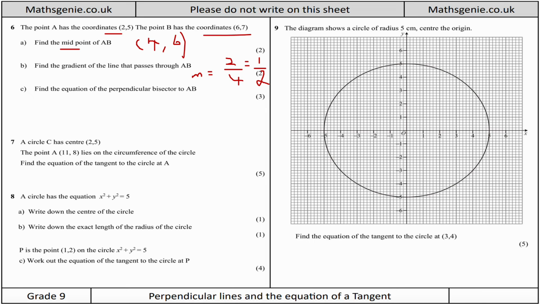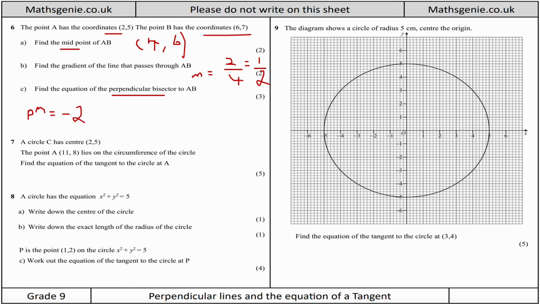Okay, so 7 take away 5 is 2, divided by 6 take away 2, which is 4. So the gradient is equal to a half. This is part C now, guys. Find the equation of the perpendicular bisector of AB. So it's the negative reciprocal of a half. So the perpendicular gradient, which I'm going to label as PM, becomes -2.